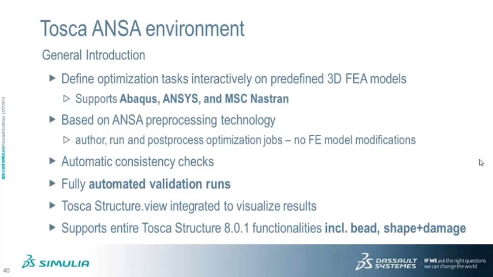You use the FE model interactively. You can visualize it and use it to select groups and coordinate systems and other items that you require for your optimization without changing the FE model, but all this definition will then be considered in your task optimization definition. You have an automatic consistency check, and after you have run your optimization, you can perform an automatic validation run. This is based on the ANSA technology for remeshing the set and defining the loads and the boundary conditions so that afterwards you can run a validation on the optimized structure.